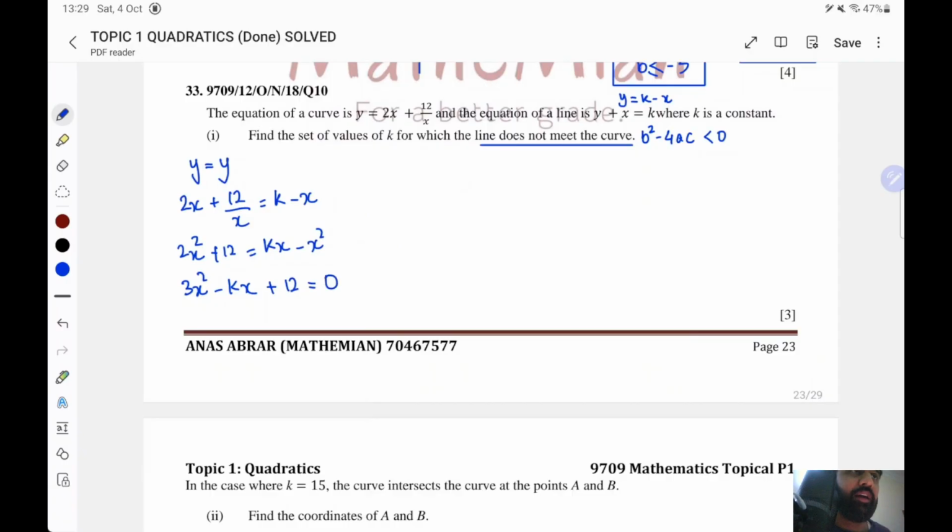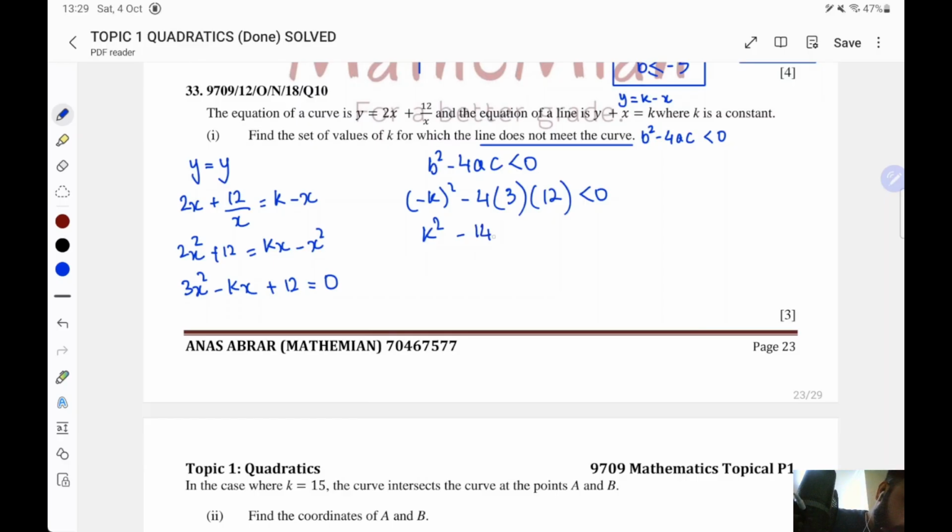Now he says that the line does not meet the curve, which means that b squared minus 4ac will be less than 0. So (minus k) whole squared minus 4 times 3 times 12 is less than 0. So k squared minus 144 is less than 0. So it becomes the identity: (k plus 12)(k minus 12) is less than 0.